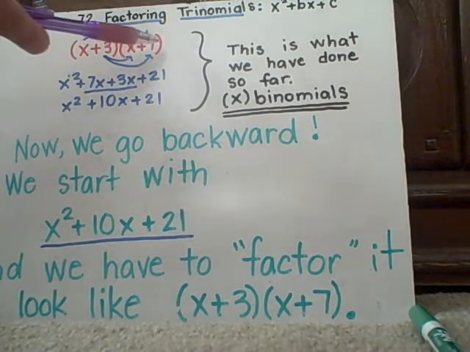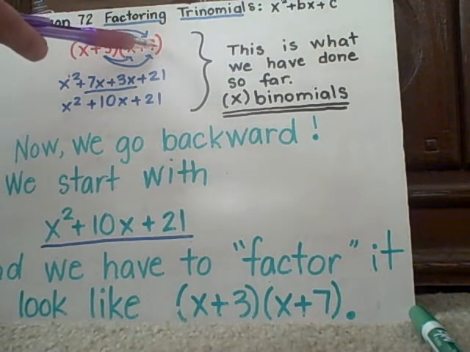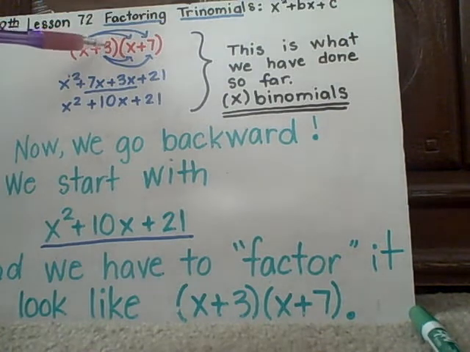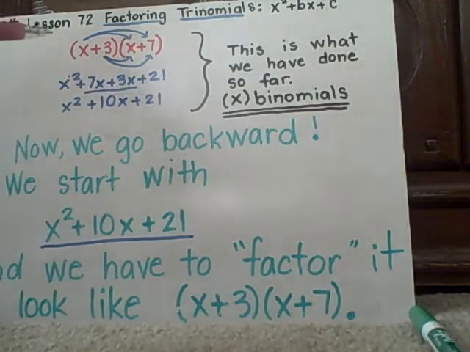When we multiply a binomial, we take the first term and multiply it by both of the things in the second parentheses, and we take the second number and multiply it by both of the things in the second parentheses. Combining the terms, this is how we have multiplied binomials. Now we're going to go backwards in factoring.